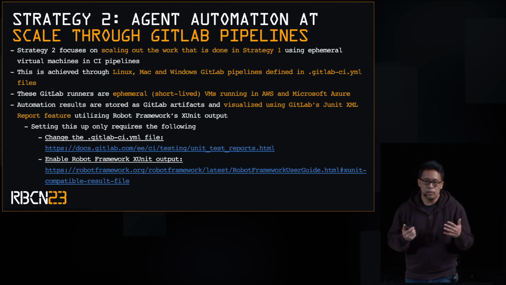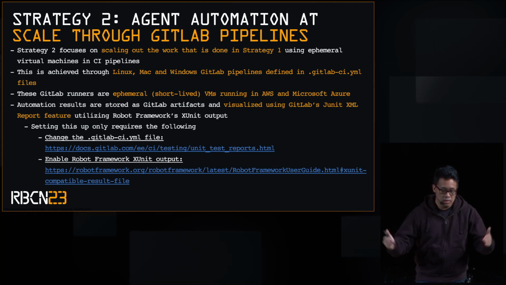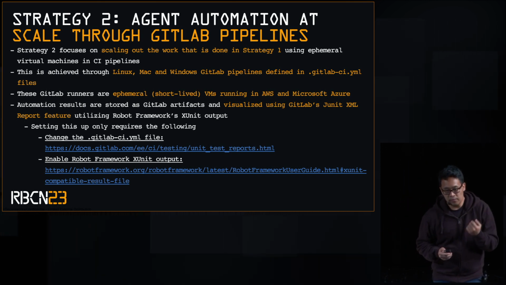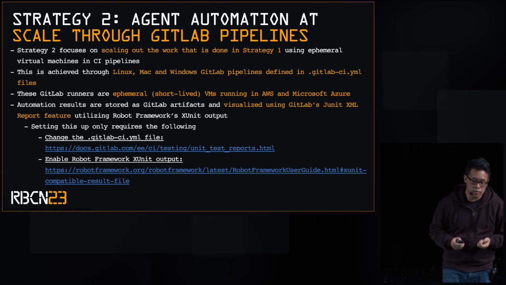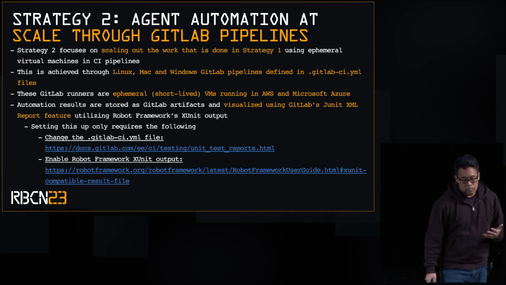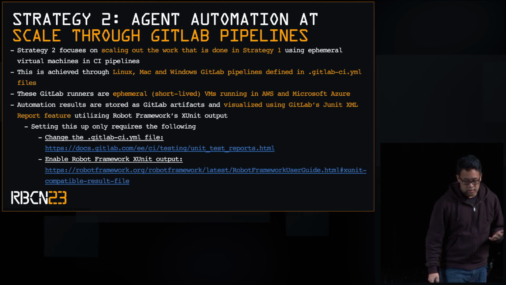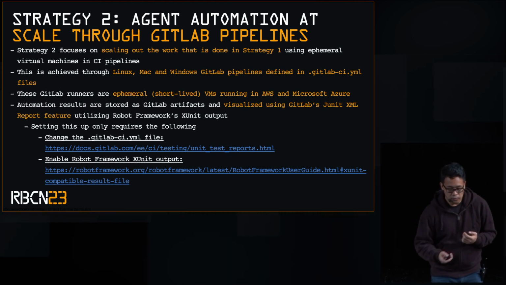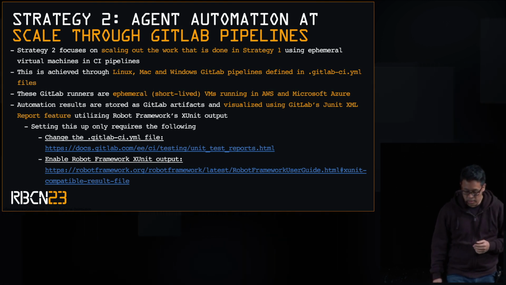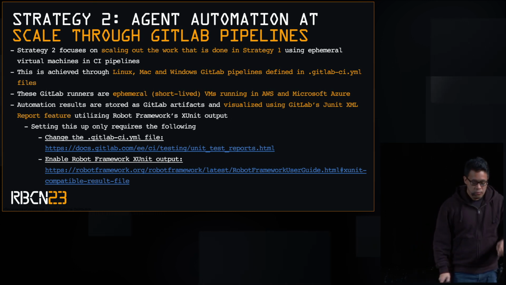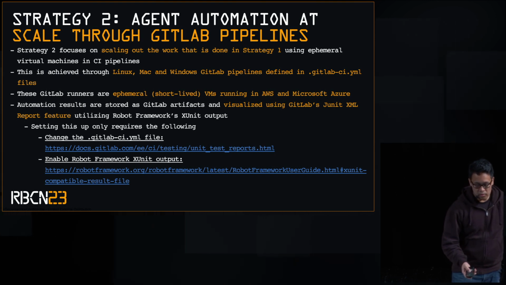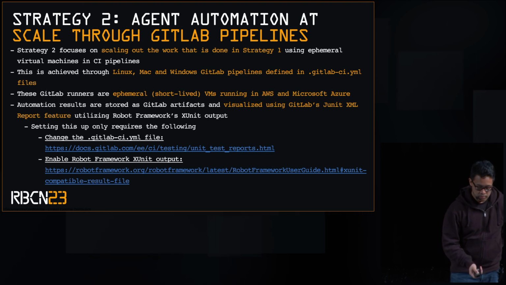In our second strategy, we take what we learned from our first and we scale it out. In our case, we use GitLab. These GitLab pipelines have short-lived ephemeral VMs, which they call GitLab runners, in AWS and Microsoft Azure. And we like to visualize those results, the reports, with GitLab's built-in JUnit XML report feature, which Tattoo showed in his short presentation about the very useful XUnit Robot Framework results. And that's just a matter of changing the YAML file and enabling the XUnit output from there.